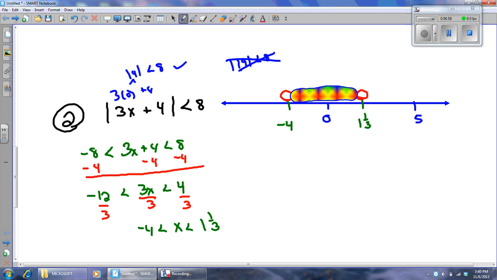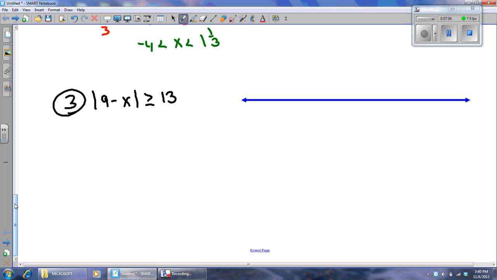All right, these are actually really easy. You just have to remember that there's two parts to them. Okay, scrolling down to problem number 3 here. It looks like it's an OR problem, so I'm going to write it as 9 minus x, which is greater than or equal to 13, or, and I'm going to have 9 minus x is less than or equal to negative 13, and remember, I cannot write these as one statement.